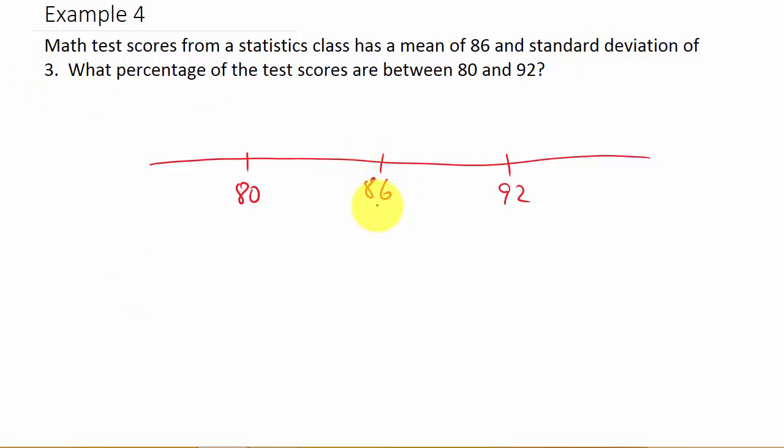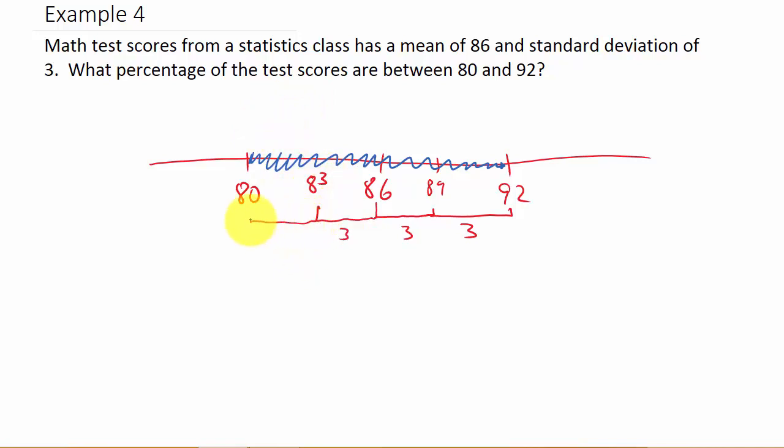So, look at this. If I go over 3 units, that gets me to 89. But remember, I want to know between 80 and 92. If I go over 3, that gets me to 89, and then if I go over 3 more, that gets me to 92. And then if I go this way 3, that gets me to 83. Let me write it up here. That's 3 standard deviations. And then if I go 3 more, that gets me to 80.